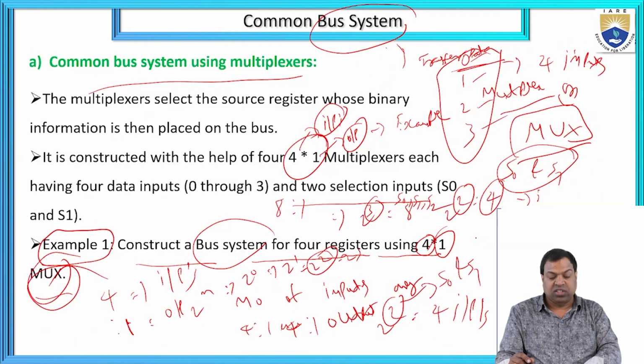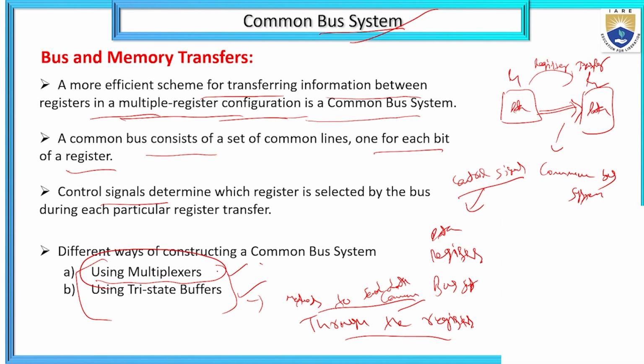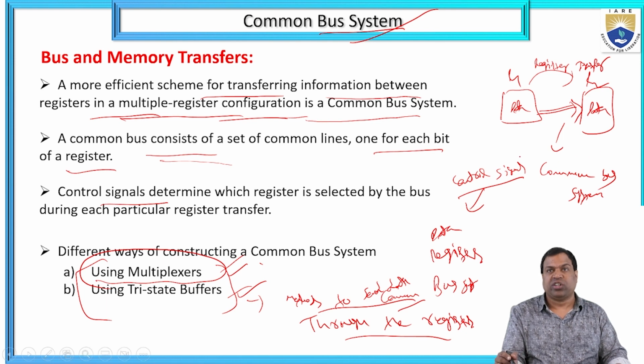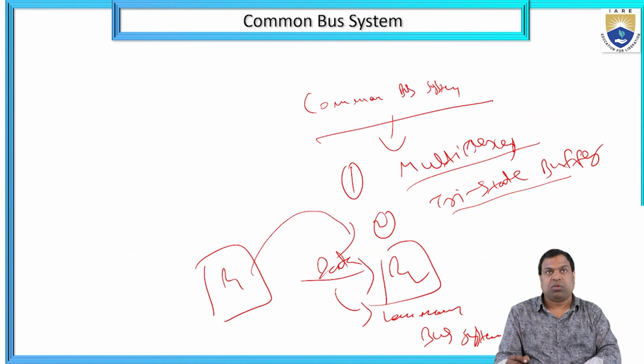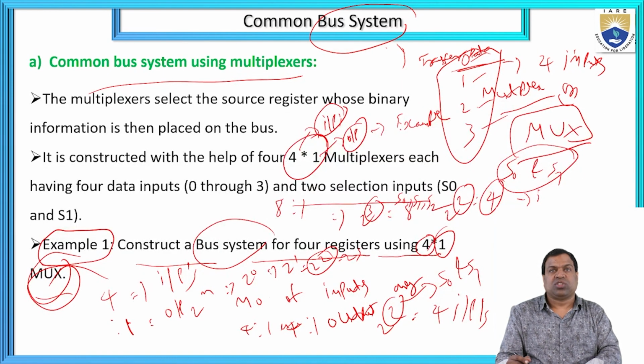So today we discussed the common bus system. There are two types: using a multiplexer and using a tri-state buffer. The common bus system transfers data from one register to another, or one memory to another, through address and data. But how do we construct the registers, memory and bus? Using a multiplexer and using a tri-state buffer. In the common bus system using a multiplexer, a multiplexer selects the source register whose binary information is placed on the bus.